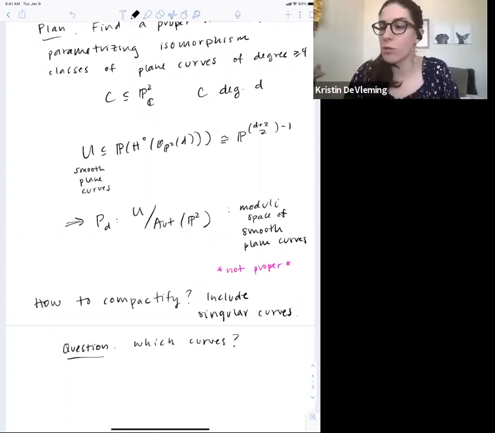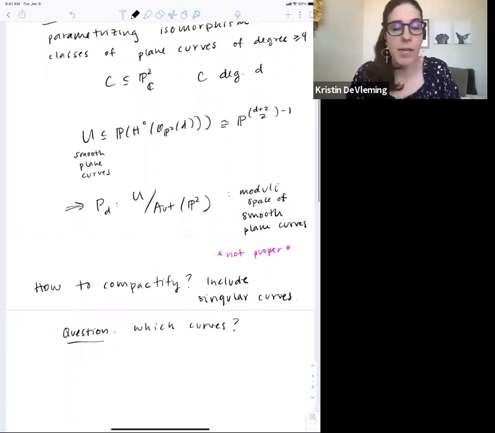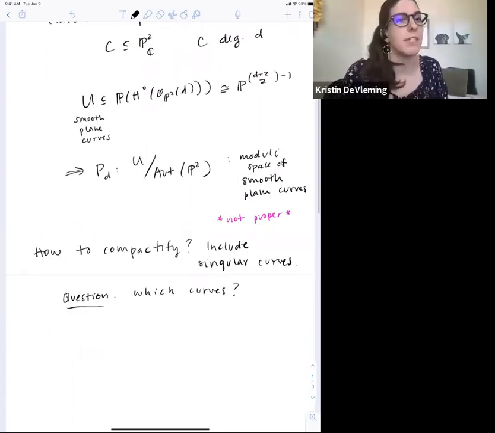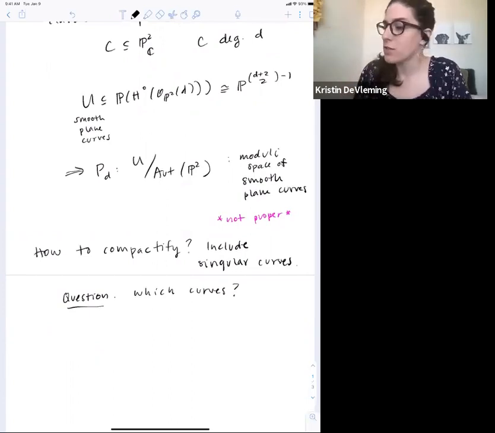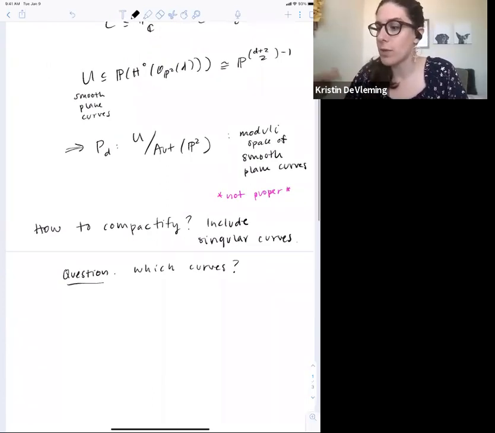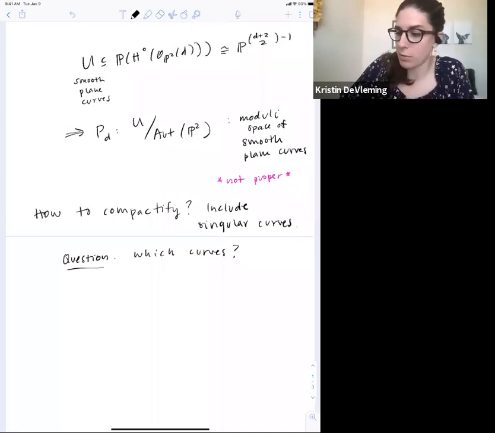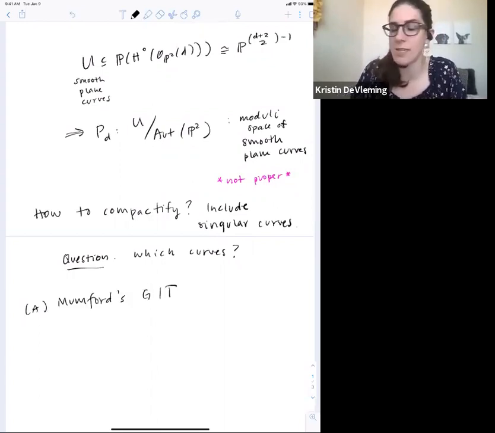And in general, when you're talking about moduli spaces of varieties or moduli spaces of curves in particular, there are many different answers of what you can include. So since we're talking about plane curves, we'll stick to a couple of perspectives. So, one option to make a compact moduli space, you could use geometric invariant theory. So GIT, geometric invariant theory.